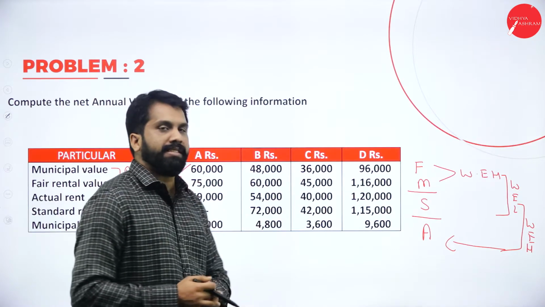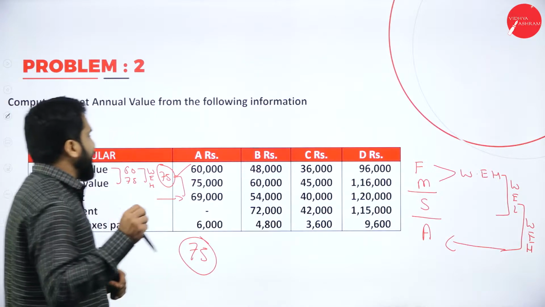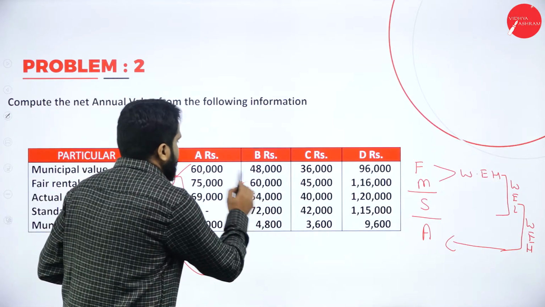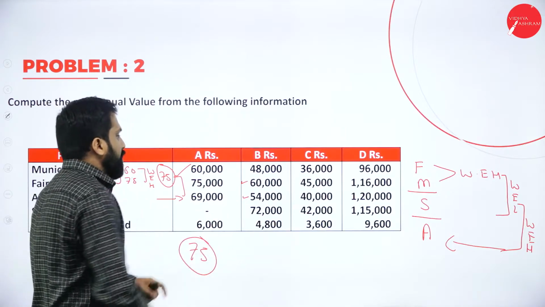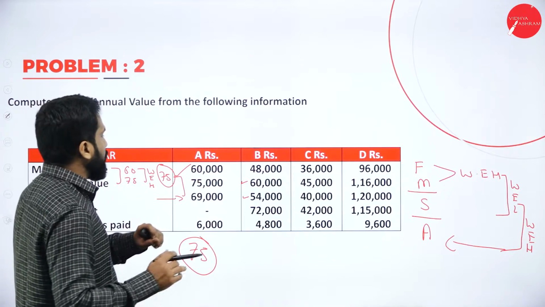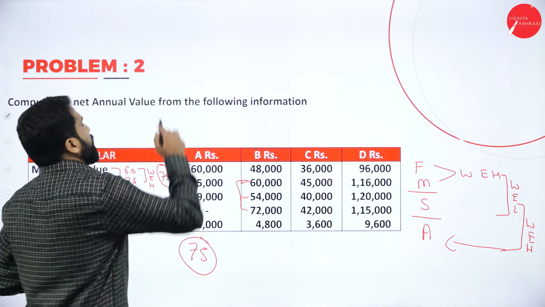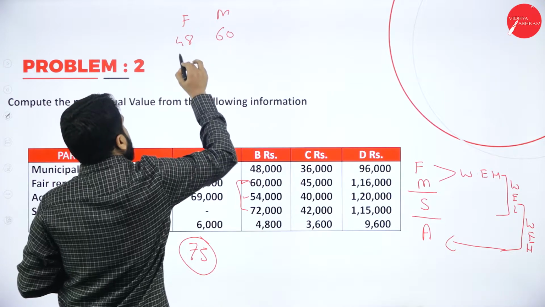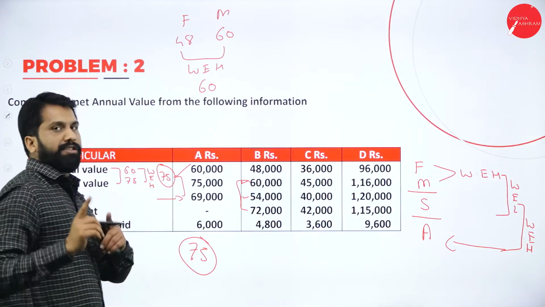For A, it is 75,000. For the second one, you have 48,000 and you have 60,000. Whichever is higher? 60,000. Compare with standard rent, whichever is least. F and M: 48,000, 60,000, whichever is higher. 60,000 is higher. First one is done.